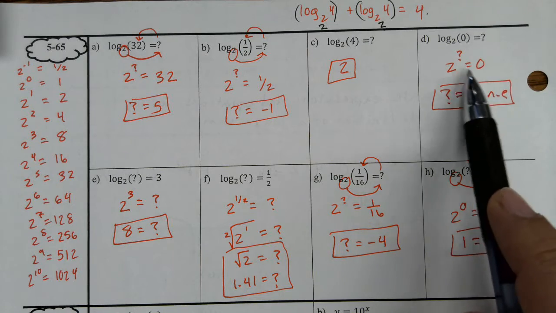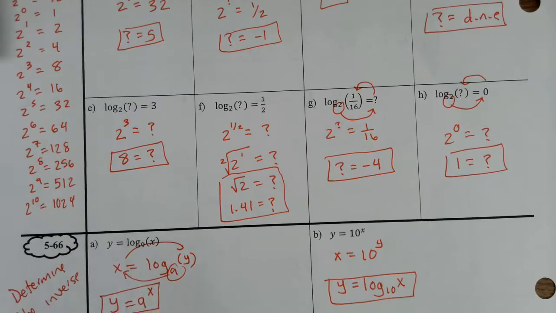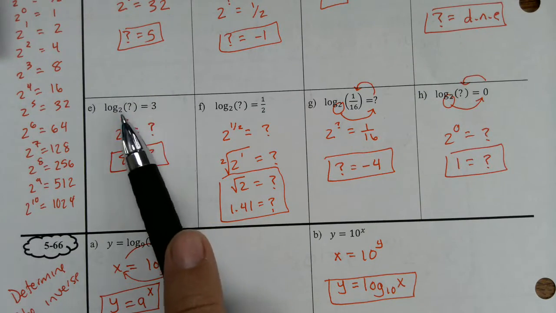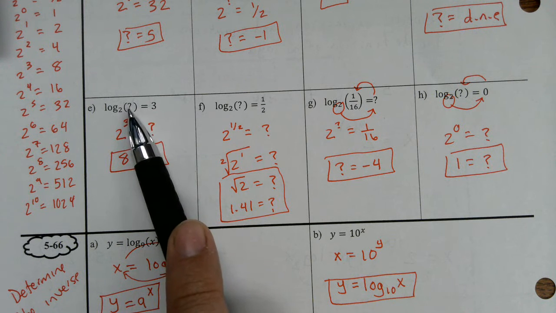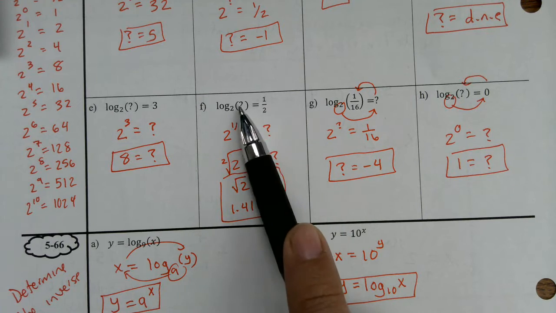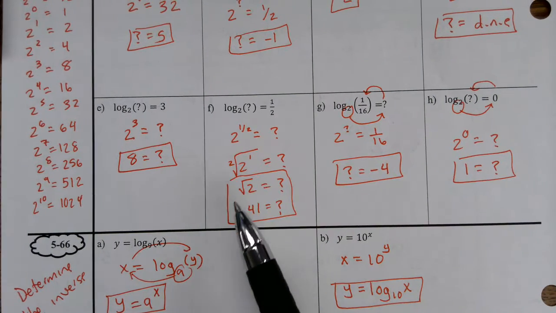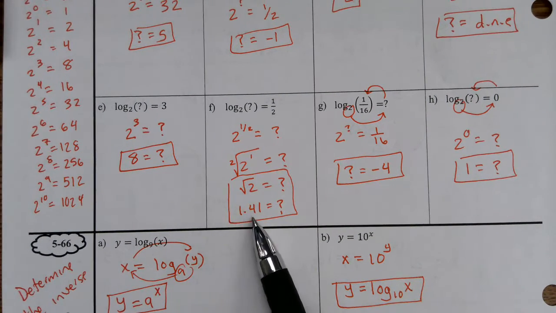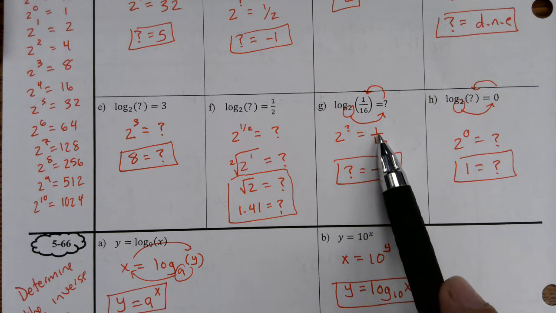You cannot get 0 if you raise 2 to any exponent. Here we're going to get 2 to the third power is question mark, so 2 to the third power is 8. 2 to the 1/2 power is question mark. 2 to the 1/2 power is the same as writing the square root of 2, which simplifies to about 1.41 if you round. 2 to what power gives you 1 over 16?